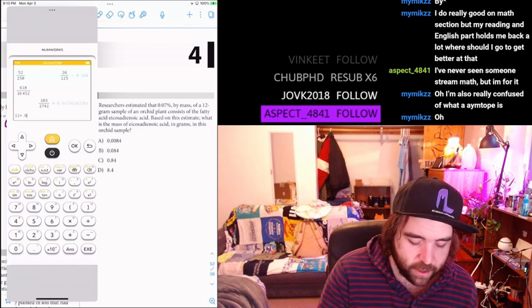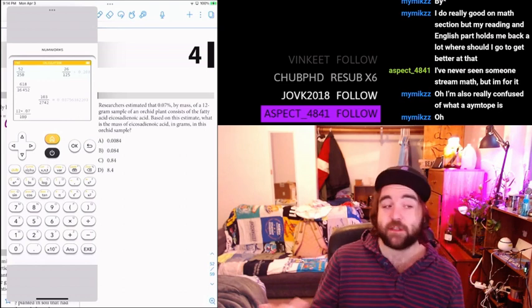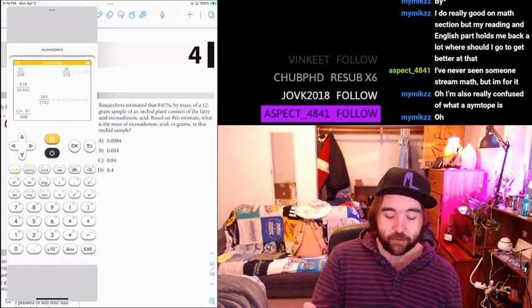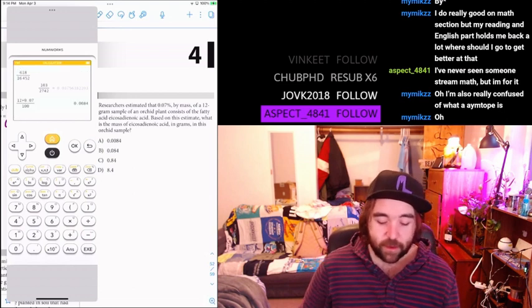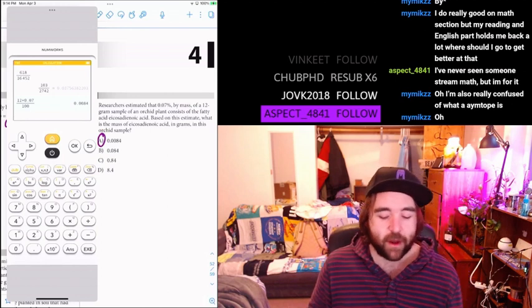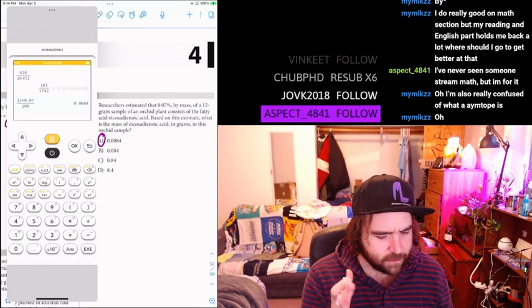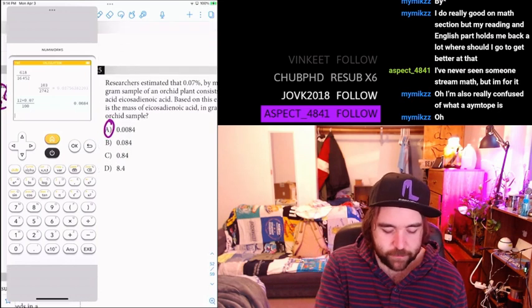Suppose you could also say that it's division. Percent is out of 100, so it's 0.07 out of 100. Don't be afraid when your calculator does that. It's the same thing. And you get that. And that makes sense that it's really small, right? We're talking about like a literal acid that's like part of the orchid. It should be very small mass.